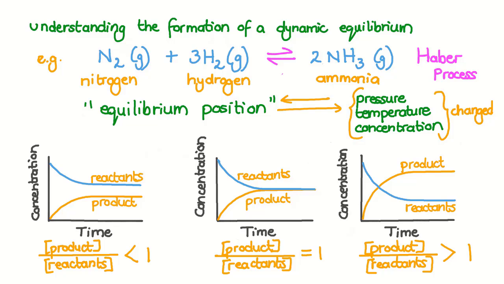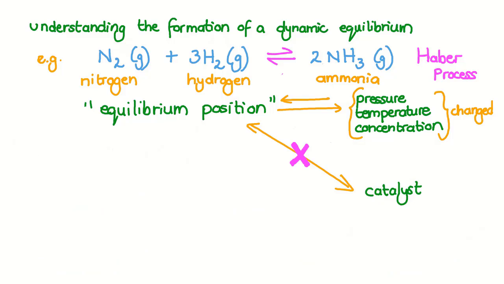If any of these conditions are changed, the equilibrium position will also be changed, and the concentrations of the reactants and product will change. The details of how these three conditions influence the equilibrium position is a discussion for another video. Other reaction conditions, such as the presence of a catalyst, do not have an effect on the equilibrium position. In other words, they do not influence the concentration of reactants and product at equilibrium.